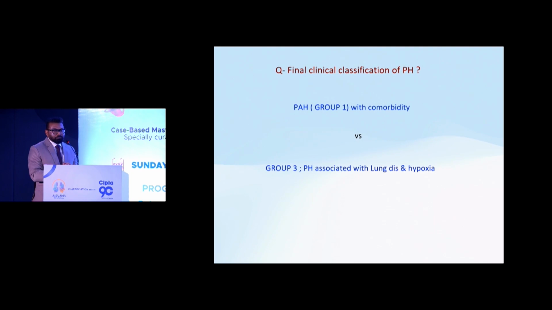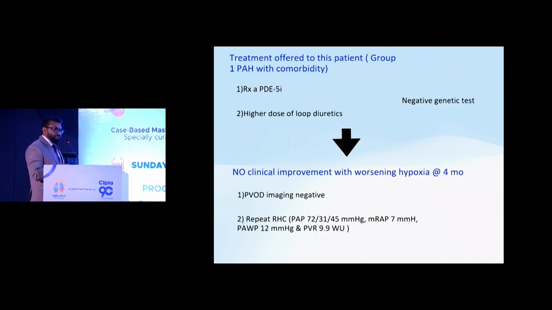One more thing, we should never label PH as truly idiopathic unless we do a full genetic testing. We didn't do that. Idiopathic means we don't find an etiology. If we haven't ruled out genetic, you can't really label it. So what we did is, we thought of this patient as group 1 PH with comorbidity. We started the patient on phosphodiesterase 5 inhibitors, and the dose of loop diuretics was increased.